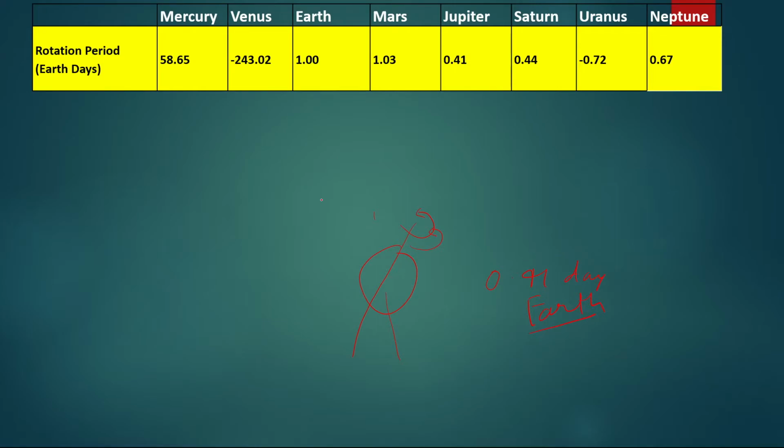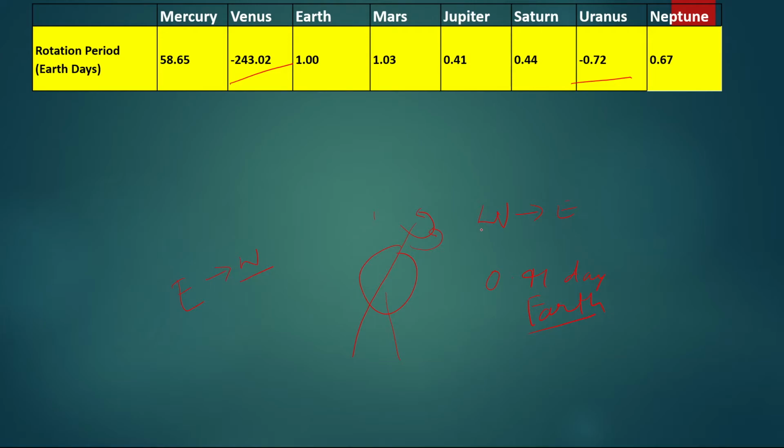You can see here something written like minus 243, and here also you can find minus 0.72. So here minus is for our planet rotates from west to east. All the planets rotate from west to east. However, Venus and Uranus rotate around their axis from east to west.